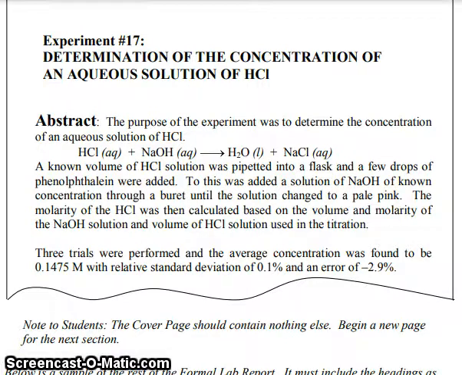So write this equation: HCl plus NaOH gives water and sodium chloride. A known volume of HCl solution was pipetted into a flask and a few drops of phenolphthalein indicator were added. Just remember, for this experiment you need phenolphthalein indicator. To this was added a solution of sodium hydroxide of known concentration through a burette until the solution changed to pale pink. The molarity of HCl was then calculated based on the volume and molarity of the NaOH solution and the volume of HCl solution used in the titrations.